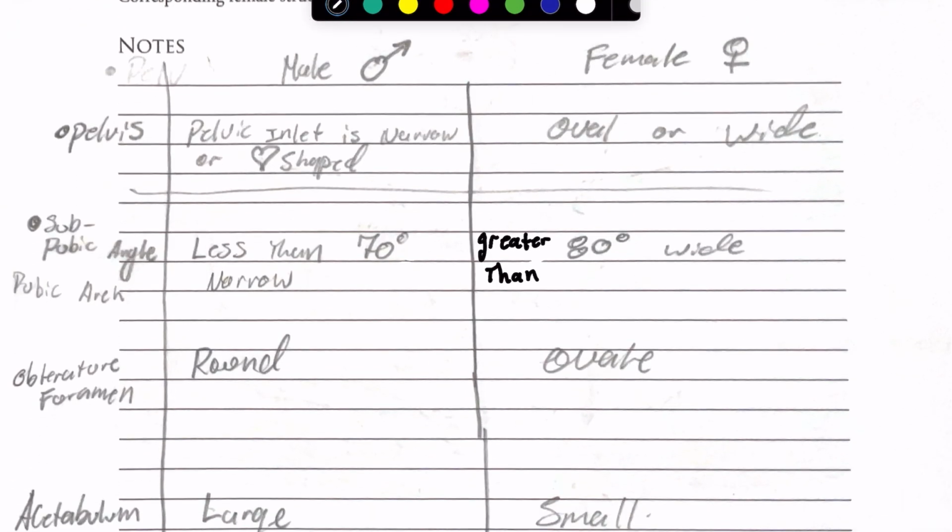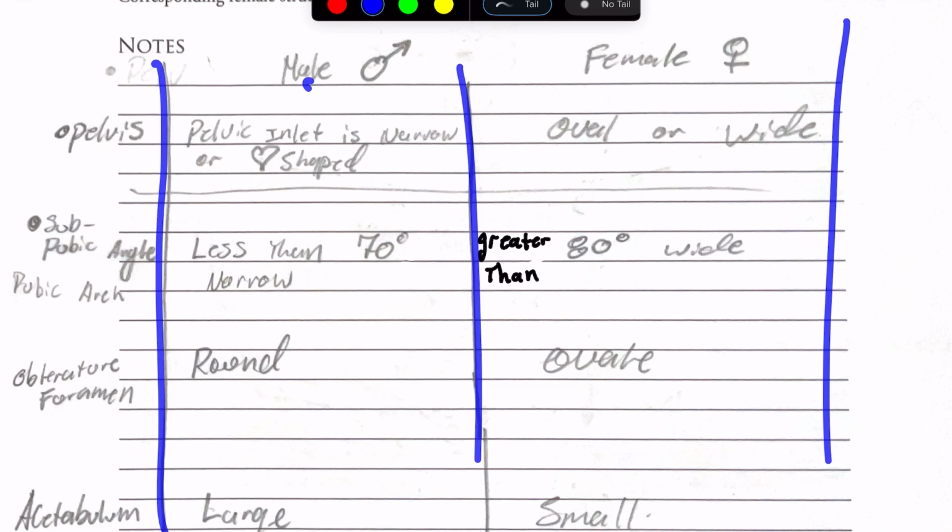Hello everyone. In this video we're going to be covering the inguinal triangle, but that means we're going to be looking at the pelvis bones of female and male. So I wanted to share with you my notes from the course. I just made a grid right here, and I have male and female.